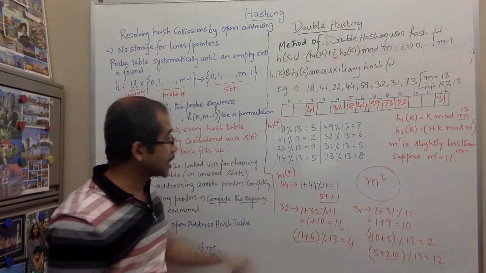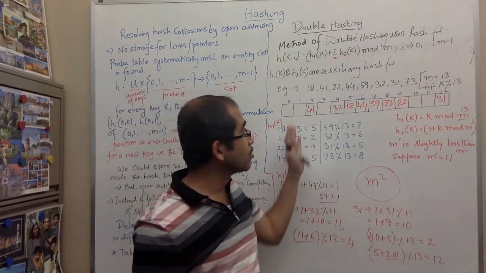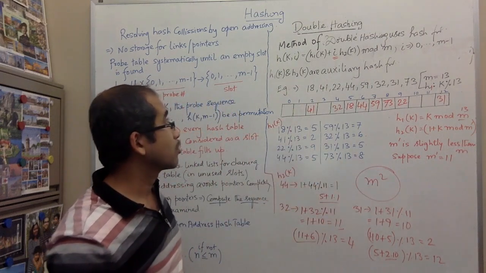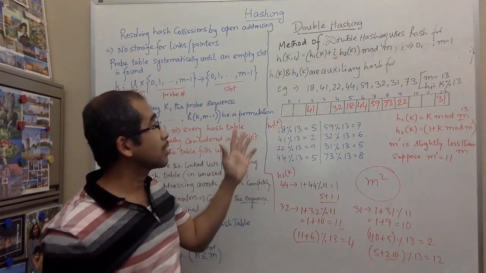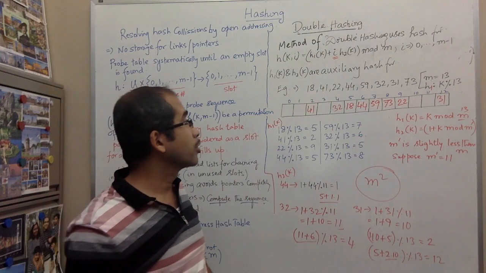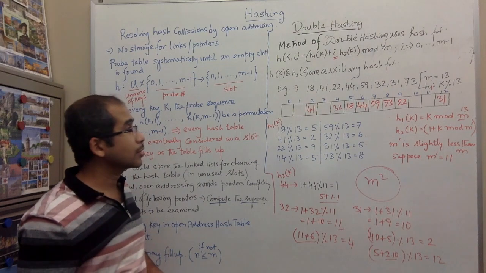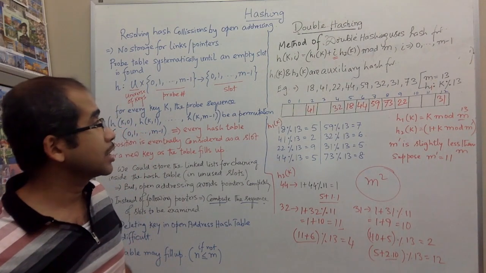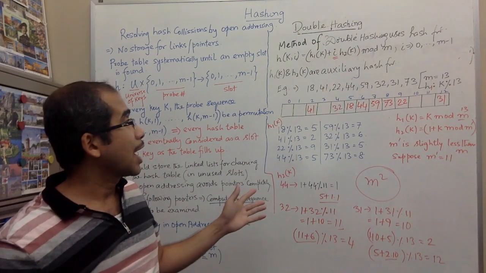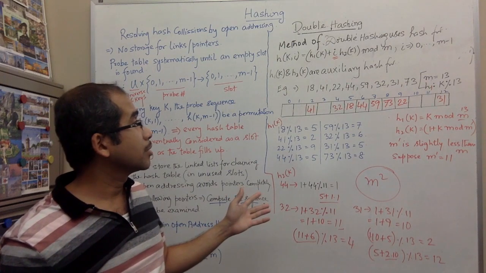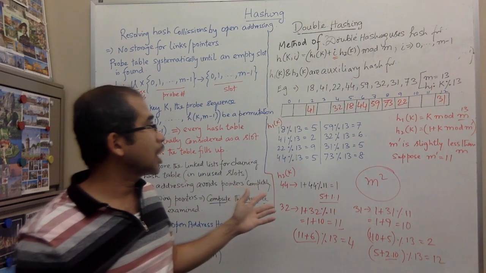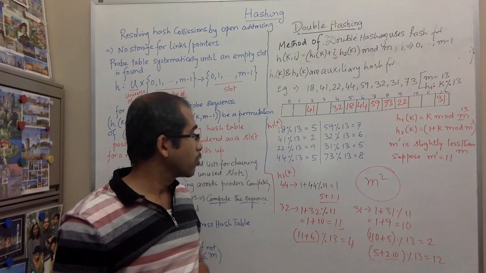So as I said, m squared different probing sequences are generated. So double hashing is the most efficient method among the open addressing probing concepts, and it is useful when we are doing open addressing.